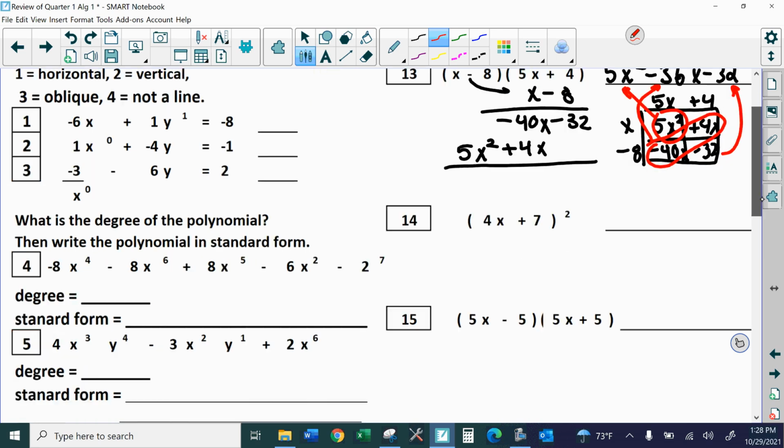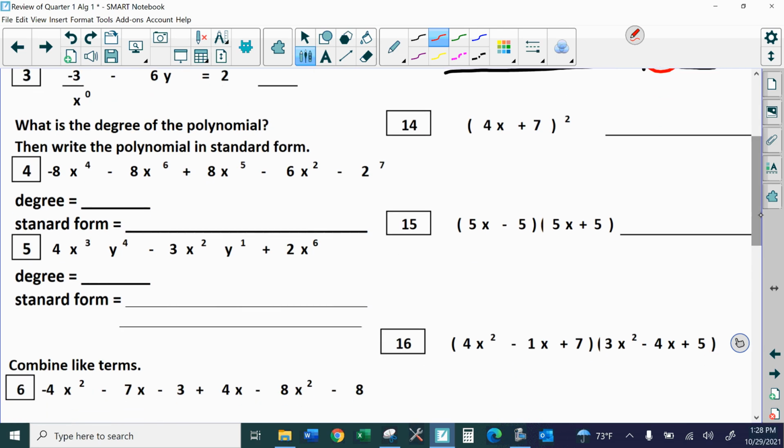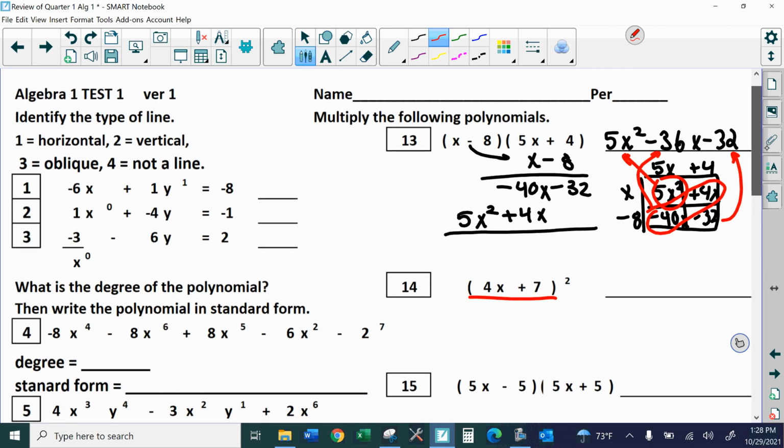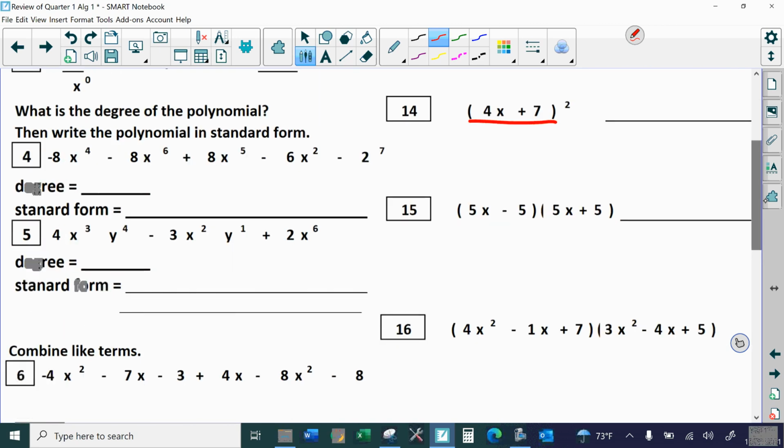All right, 14 is squaring a binomial. Remember, this is called a binomial because it has two terms. Bi means two terms in it. You can either multiply it out by one of the two methods up top, vertical or box method, or you remember the shortcut. I'm not going to multiply it out, I'm just going to show you the shortcut.